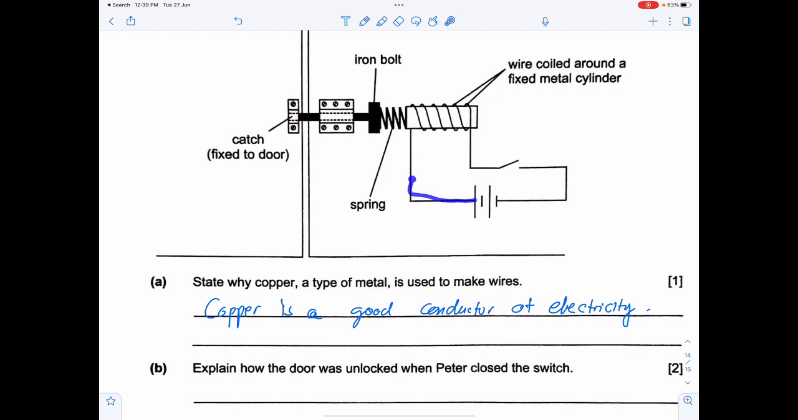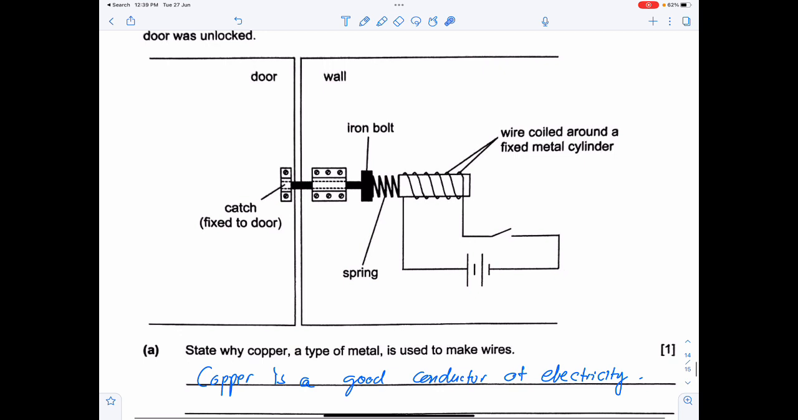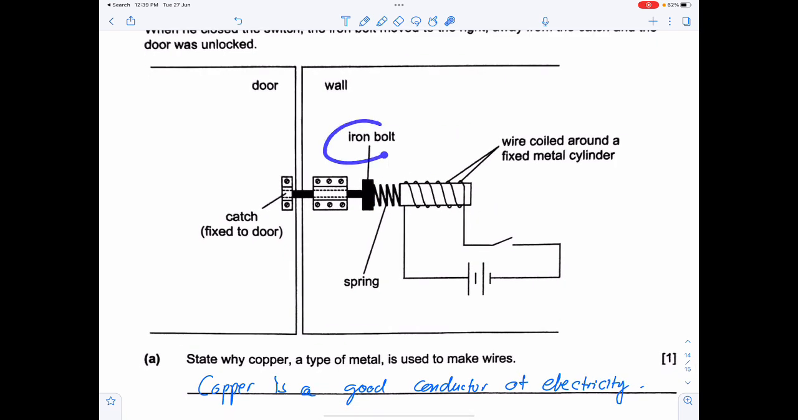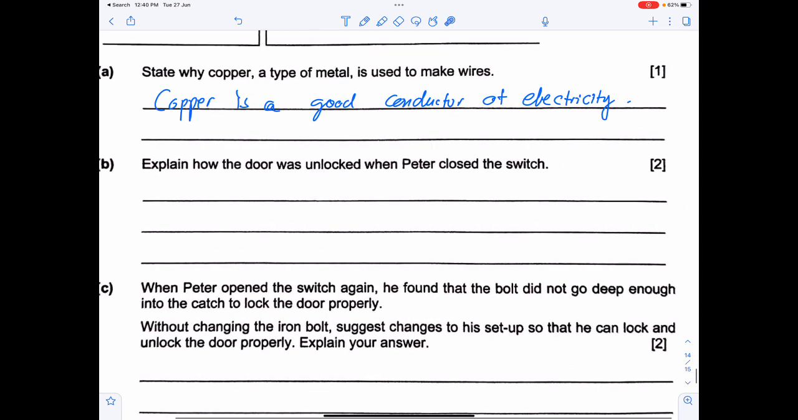So when it's closed, what will happen is if you see coils and if it's a metal, this part, okay, more often than not will become an electromagnet. So when that happens, because this is an iron bolt, it is made up of magnetic material, okay, it will be attracted to your magnet. So when that happens, it pulls back in this direction until over this. So now you can open the door. Alright? So this is actually a CEO question.